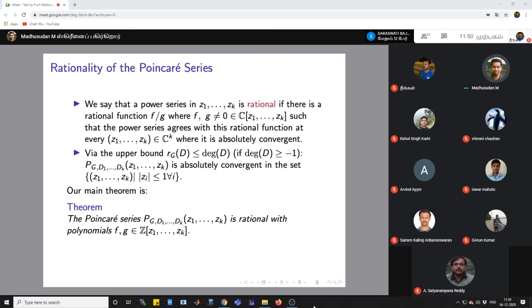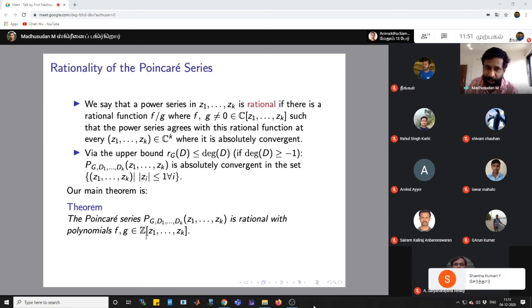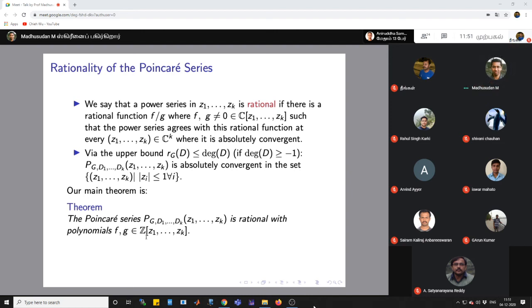So we show that this Poincare series P_G(d1, ..., dk) is rational, and furthermore these polynomials are unique. Once your series is rational, they have to be unique, and in our case we can choose them to be polynomials with integer coefficients. So it's a little more than rational: rational with the numerator and denominator having integer coefficients rather than just complex coefficients.